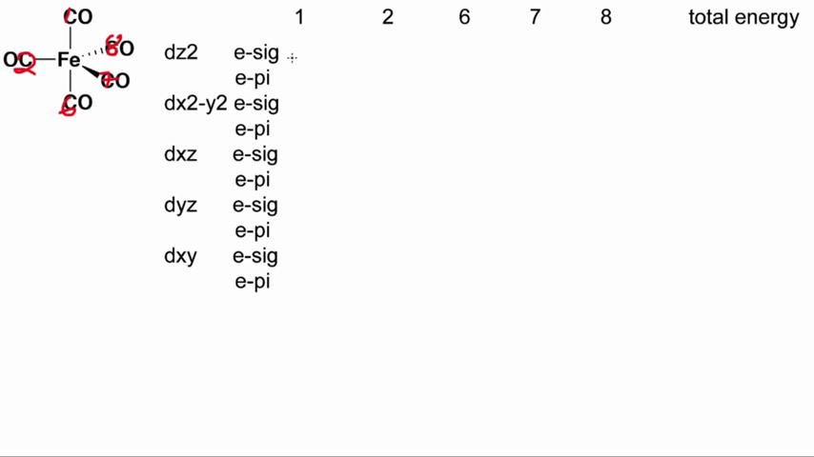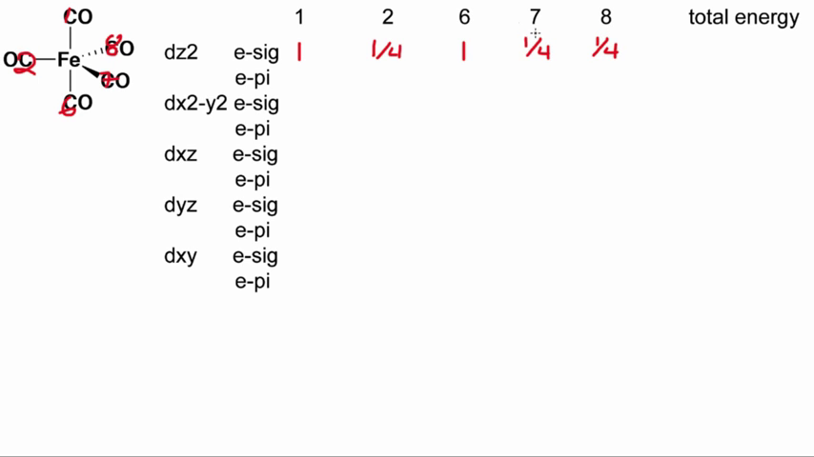If we start filling in our chart to determine the energies of our different systems, we'll start off with the dz squared, and we'll see what contributions we're going to get from the E sigma components of the orbital energies in the system. For position 1, we'll get a value of 1. For position 2, we'll get a quarter. For position 6, we'll get 1. For position 7, we'll get a quarter. And for position 8, we'll get a quarter.